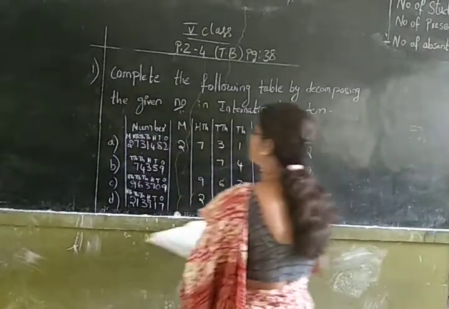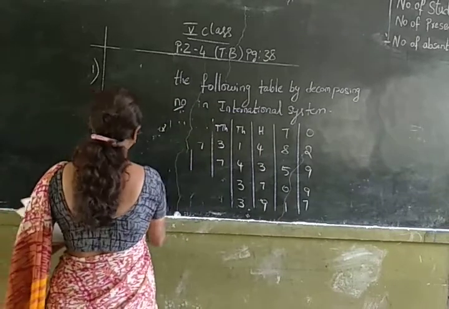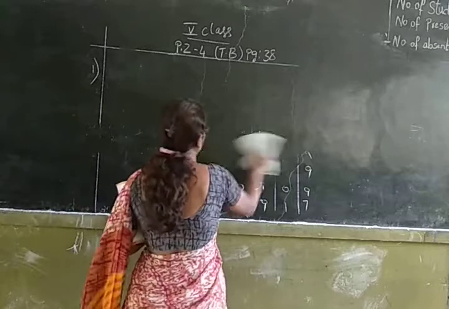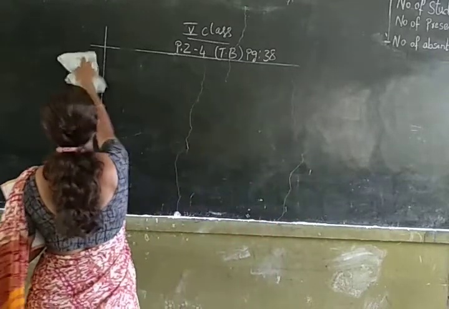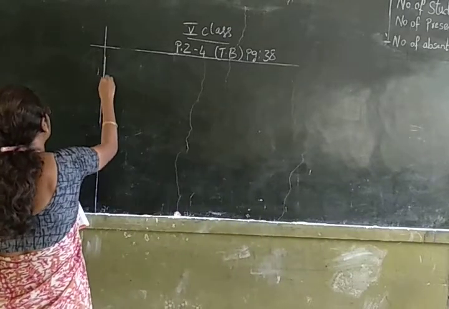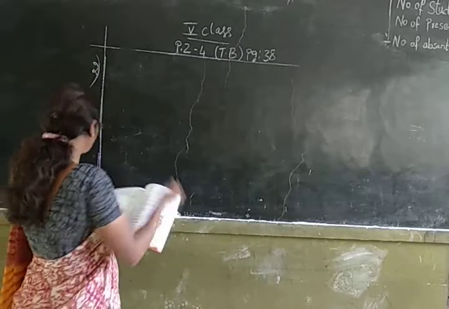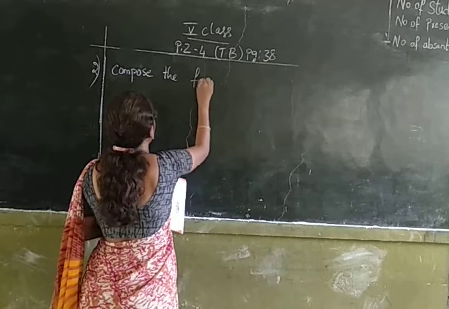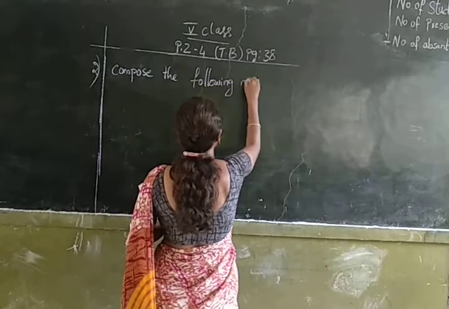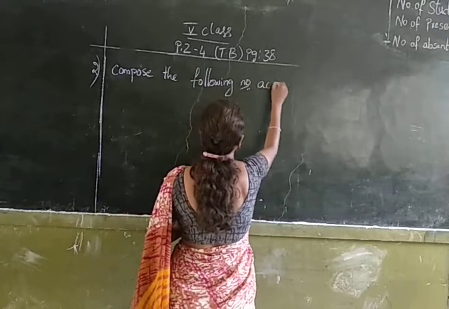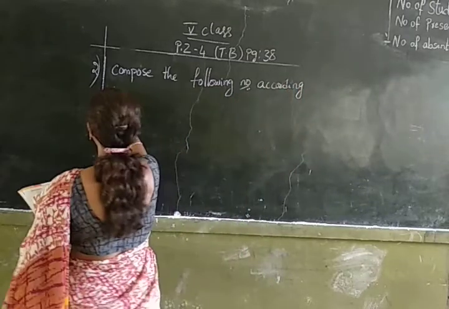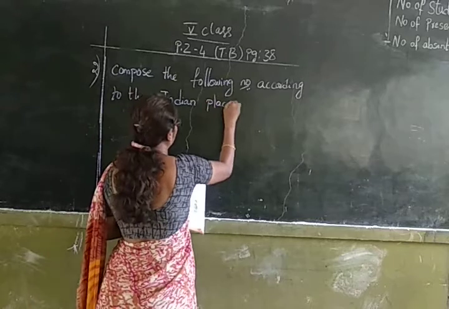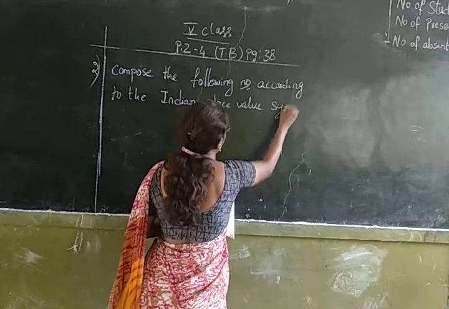Okay. Now let us do the second sum. Compose the following numbers according to the Indian place value system.